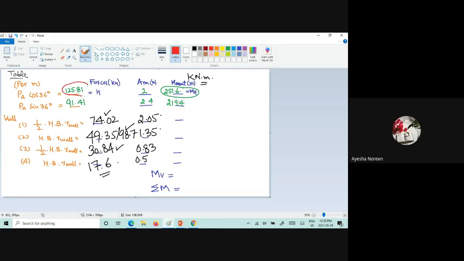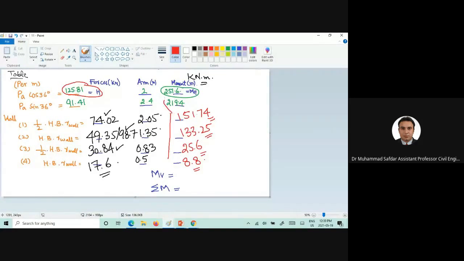First one carry 151.74. The second one, 133.245. The third, 25.6. And the fourth, 8.8. Okay. Now please kindly sum those values, because these will give us the moments due to the vertical forces acting onto the retaining wall.